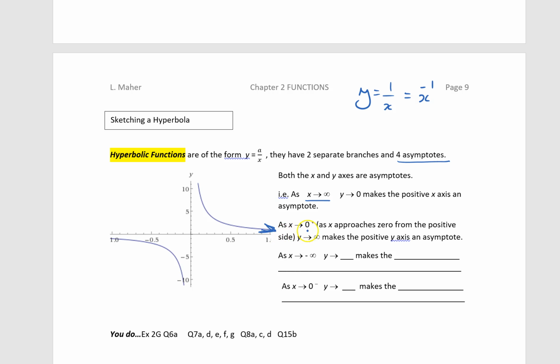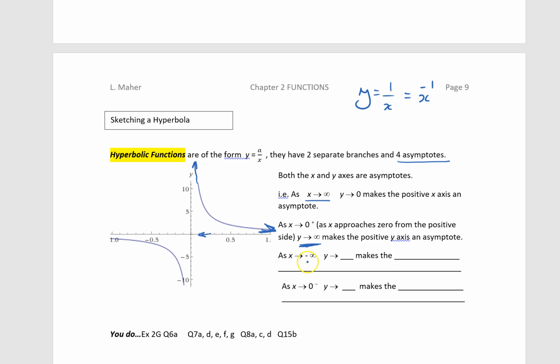As x tends to naught from the positive side, so x is trying to get back to naught from the positive side, where is y going? Y is going up here. As you can see, y is going up to infinity, and that's what is indicated here. Y is heading to plus infinity. So it actually makes the positive y-axis also an asymptote.